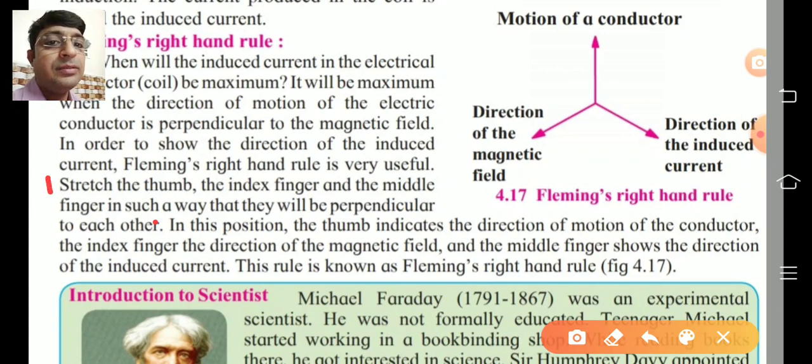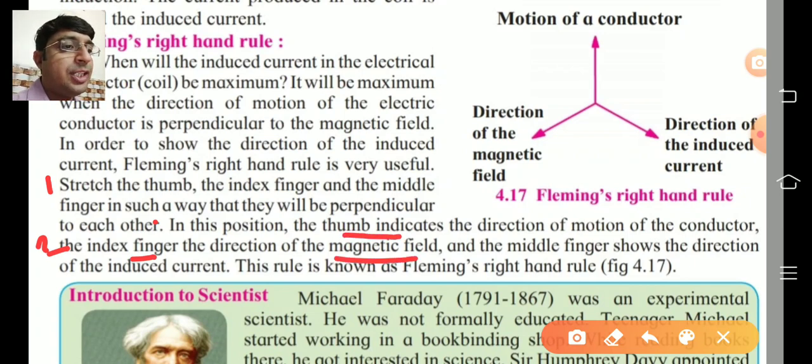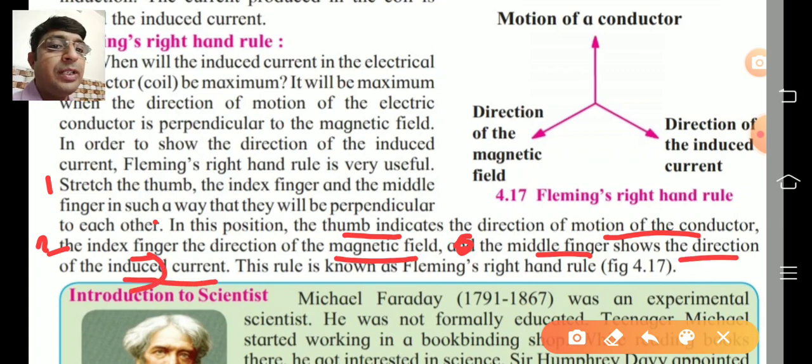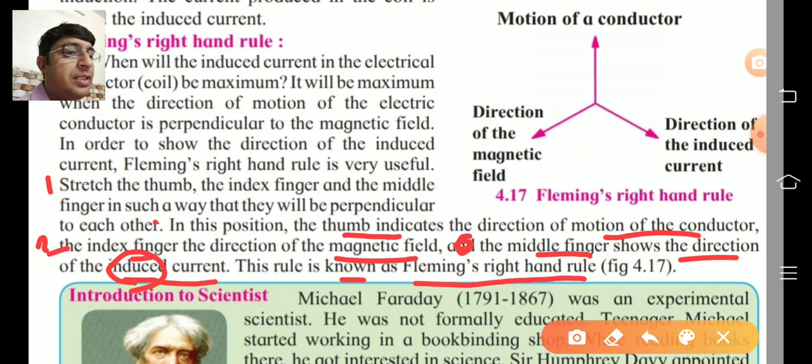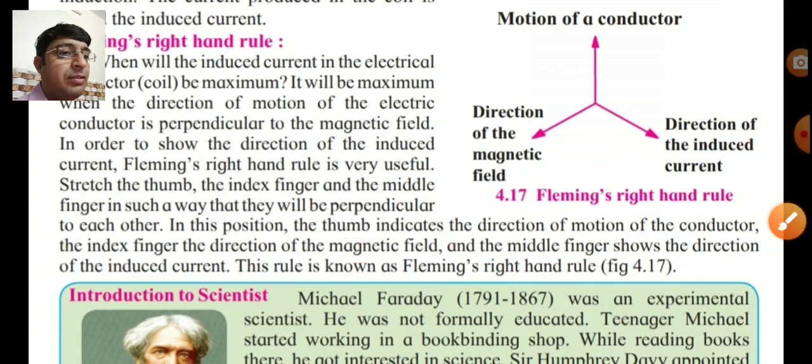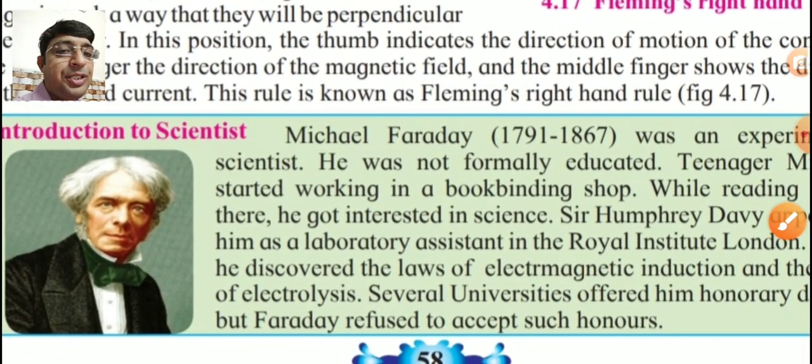Now second point, start from here. The index finger shows the direction of magnetic field and the thumb shows the direction of motion of conductor. Then the middle finger shows the direction of induced current. The word induced is important. If you are not writing it, your 1 mark is lost. So be careful. This is called Fleming's right hand rule. All getting? Okay.